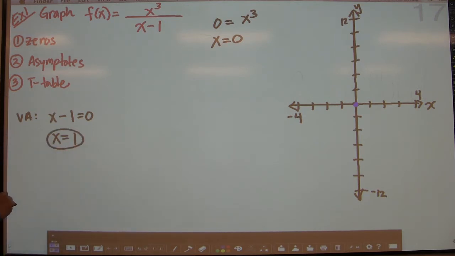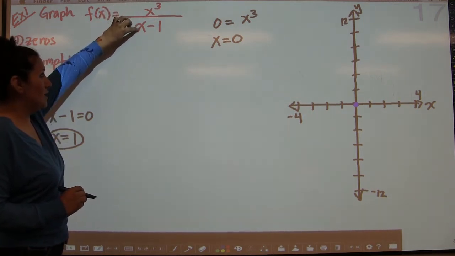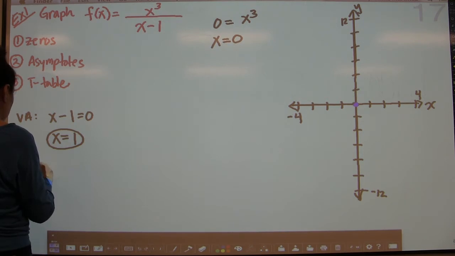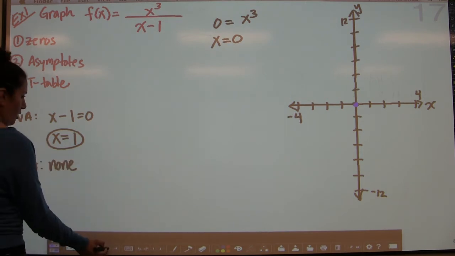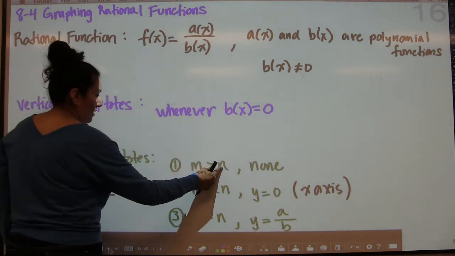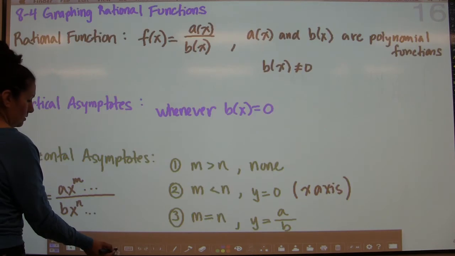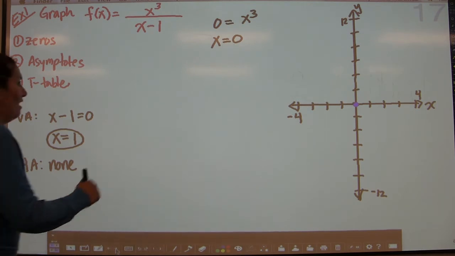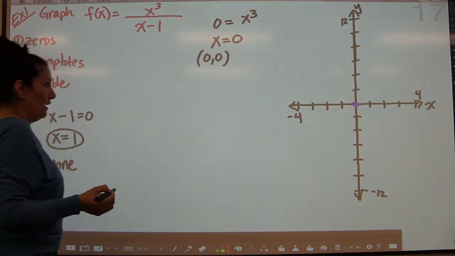Your horizontal asymptote, because the top is a 3x cubed and the bottom is x to the 1, since 3 is larger than 1, I have no horizontal asymptote. If you recall, if the top is bigger than the bottom, then you have none. Okay, so I have x equals 1 as my vertical asymptote, I have no horizontal asymptote, and I have 0, 0 as my x and y intercept.